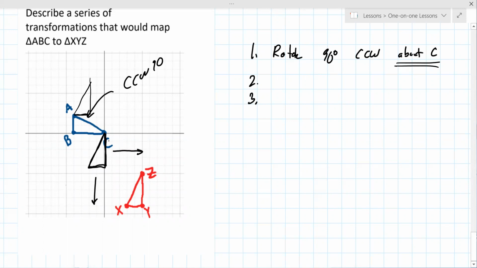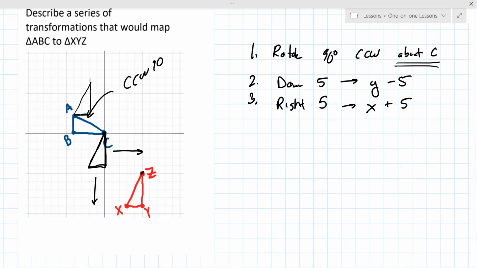So then it's just a matter of, well, C is going down. Point C to get to Z is going down 5. So we say down 5, which is y minus 5. Mm-hmm. And then right 5, which looks about 5. x plus 5.